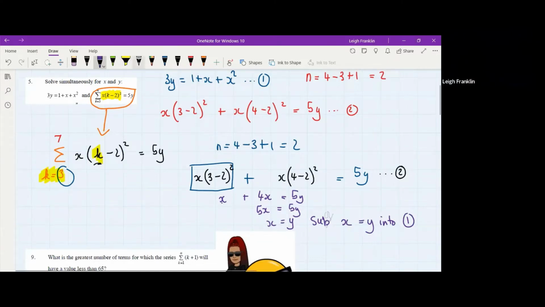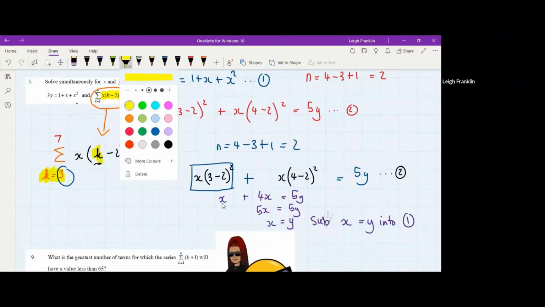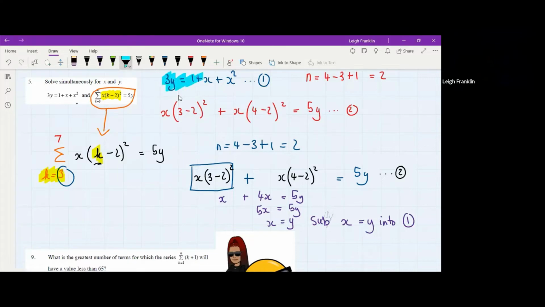Exactly. So do you remember equation number 1? Here it is. Let's highlight it. Equation number 1 is here up at the top. I've highlighted it in blue. So what I'm going to do is replace that y with an x. If x equals y, I can now sub back in here and say 3 times x, because x and y are the same, is equal to 1 plus x squared, which is the rest of my equation.